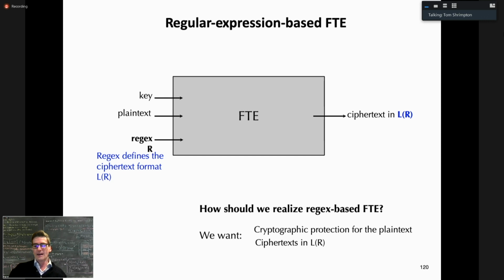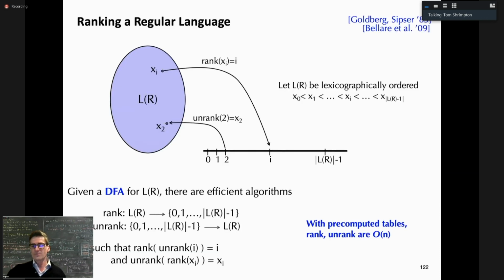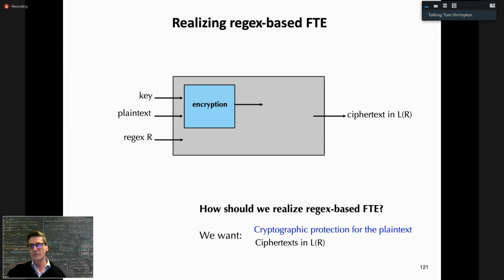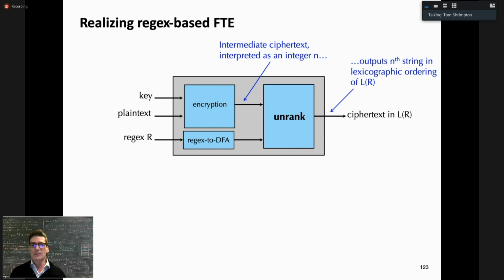Okay, so how should we realize this? Of course, we want cryptographic protection for the plaintext. The way we're going to realize this FTE is we're going to start by just encrypting our plaintext as normal, using some authenticated encryption scheme. You'll remember from the previous slides, we talked about how to rank a regular language. Since we're talking about regular expressions, no surprise, we're going to use this ranking of regular languages again. This is how we're going to realize regular expression-based FTE. So you encrypt your plaintext using some off-the-shelf authenticated encryption scheme. Say you're using some sort of counter mode based AE scheme. Well, counter mode, if you start with a good PRP or PRF, gives you a ciphertext that's indistinguishable from random bits.